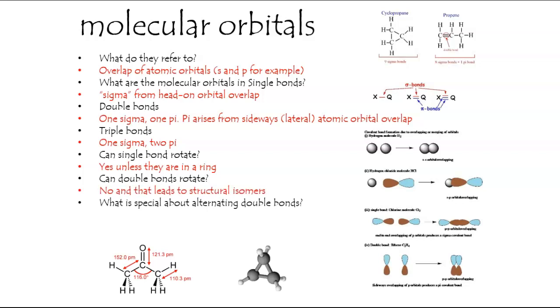What is special about alternating double bonds? Well, that gives you a particular amount of stability. Oftentimes that's due to the resonance structures that can form and spread out those electrons. The bond lengths might be equal depending on which ones you're talking about. That is a very brief look at molecular orbitals.